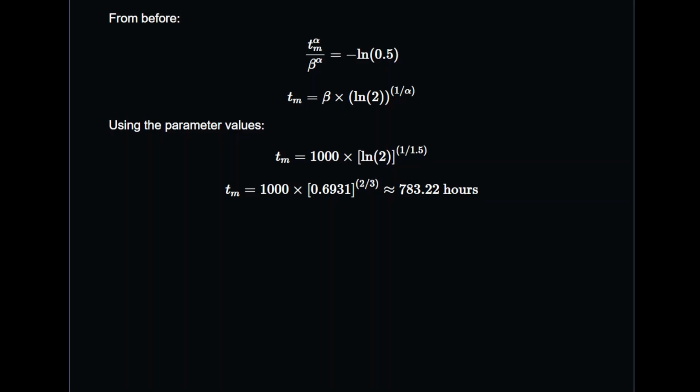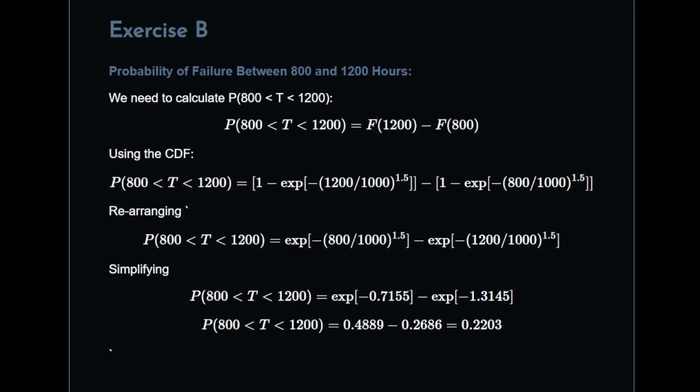Using the parameter values that we were given at the start, tm equals 1000 times the log of 2 to the power of 1 over 1.5. So beta equals 1000, alpha equals 1.5. You have 1000 times the log of 2, which is 0.6931, to the power of 2/3, and that works out to be approximately 783.22 hours. Excellent.